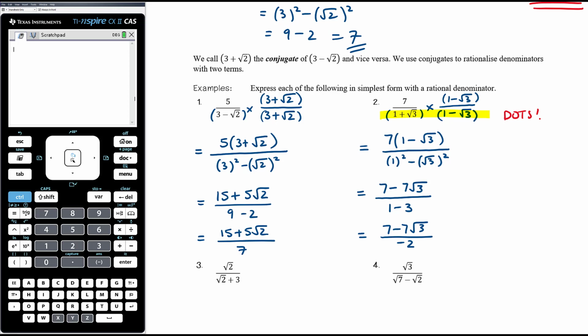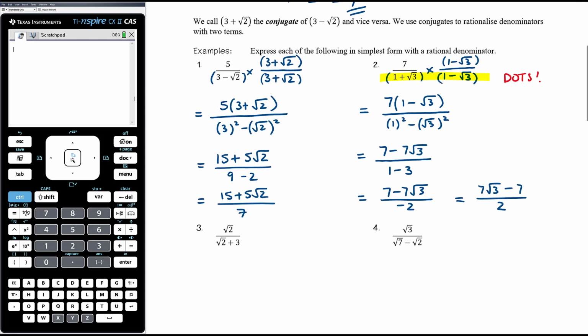Now, there's nothing wrong with that technically. The answer is correct, but this negative in the denominator is a bit ugly. So if I multiply both the numerator and denominator by negative 1, I now get positive 7 root 3, negative 7, and positive 2. Okay, so this would be a nicer way to write the answer. So all we did there was multiply by negative 1 over negative 1, which is 1. We did the same to the top and the bottom.